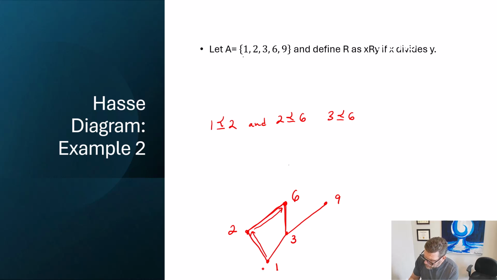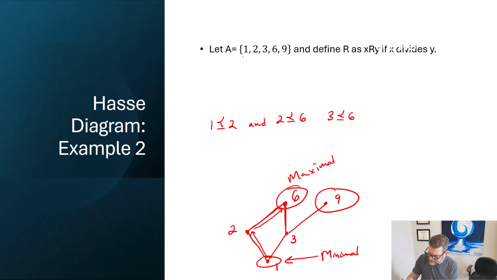Again, we can tell which ones are minimal elements and which ones are maximal elements. In a Hasse diagram, the minimal one's pretty easy to tell. It's the bottom. There's our minimal. Our maximals are going to be the ones that have nothing coming out of them. So these are our maximal elements in the Hasse diagram.